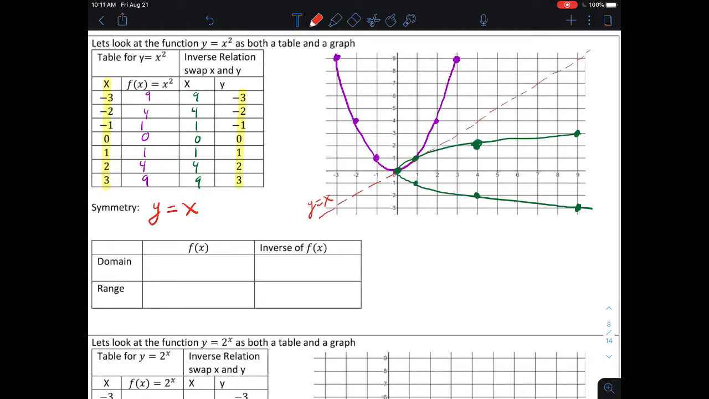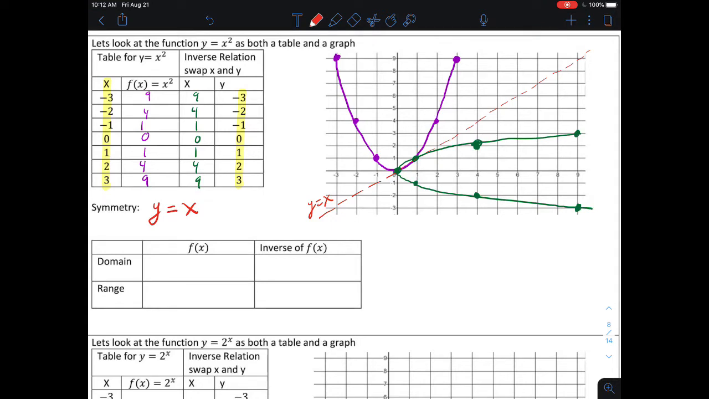So now I have the line y equals x on this graph, and we can see if we folded the purple graph over top of that red graph, it would lay on the green. And so that is the kind of symmetry that exists between a function and its inverse. They're symmetric about the line y equals x.